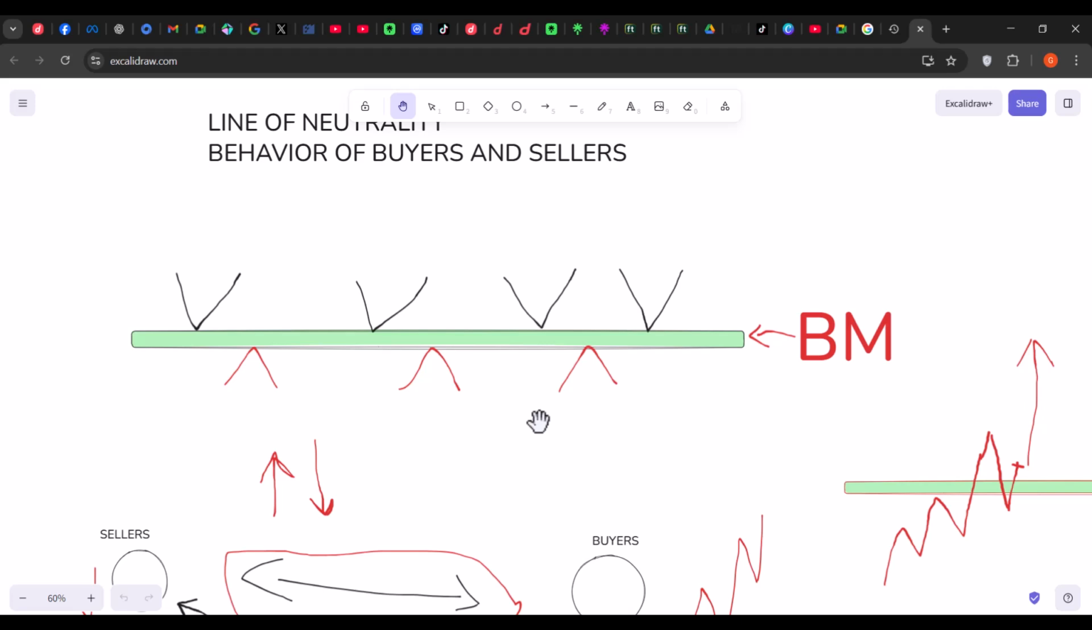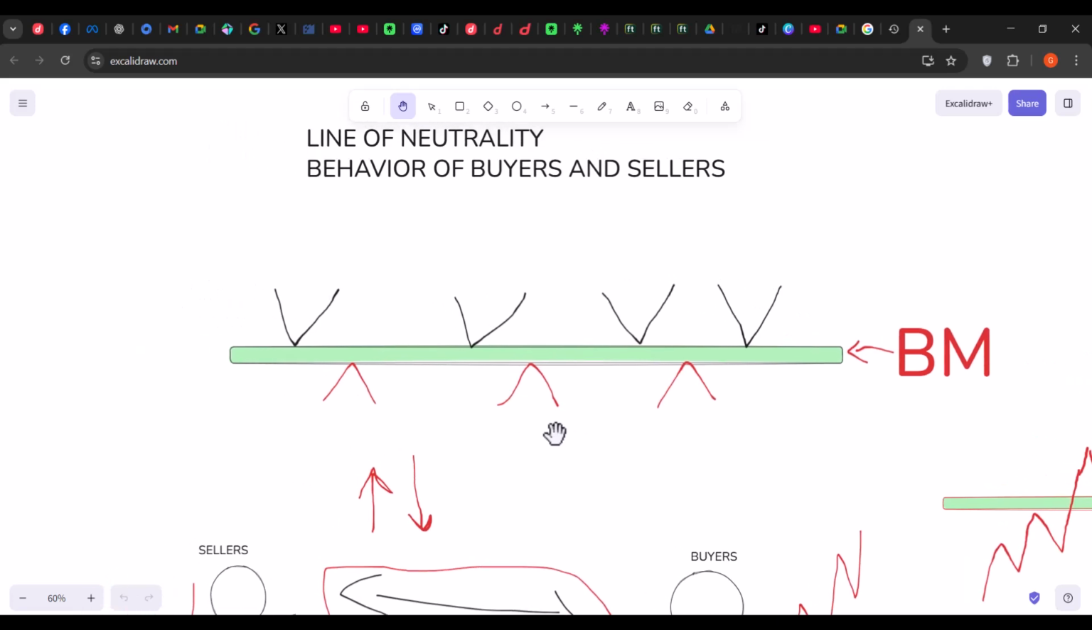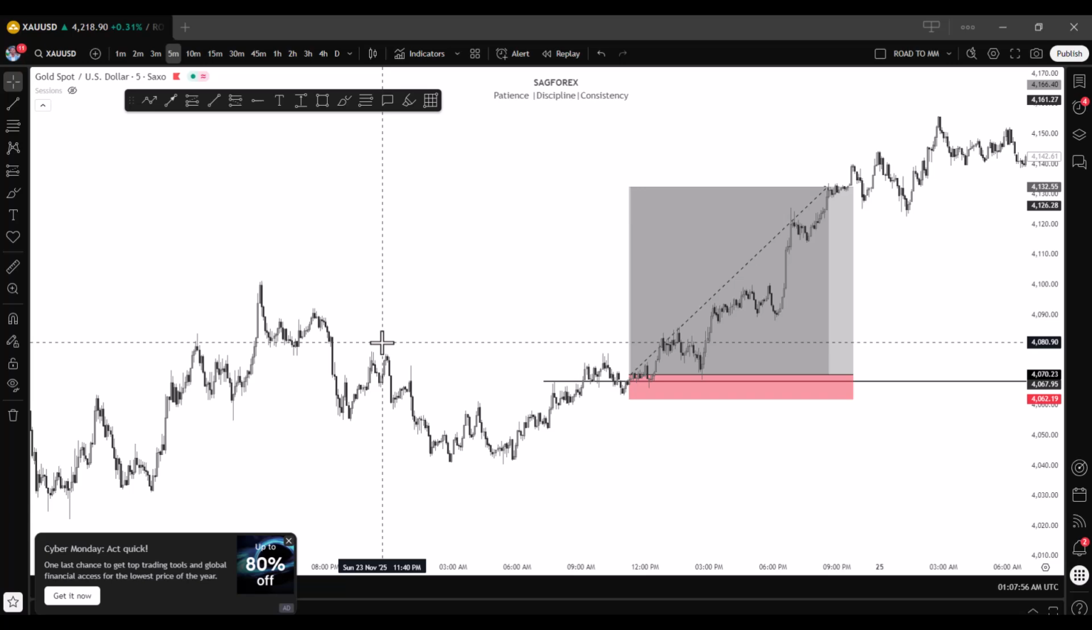That is exactly the same concept we are going to use on the chart right now to explain the very first concept of where to enter your trade, how to pick an entry in the market. So let's quickly jump over here and look at it.